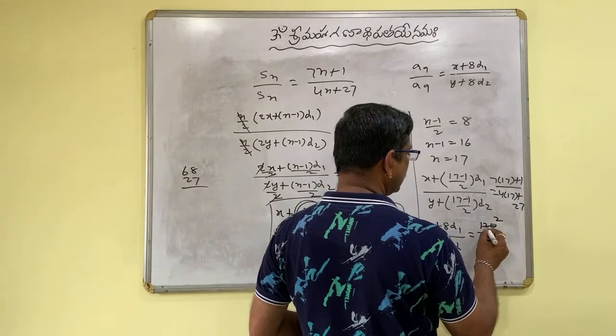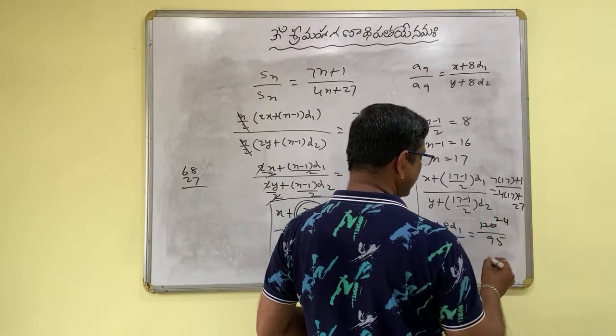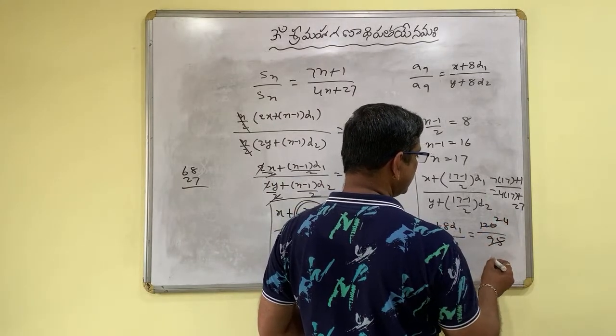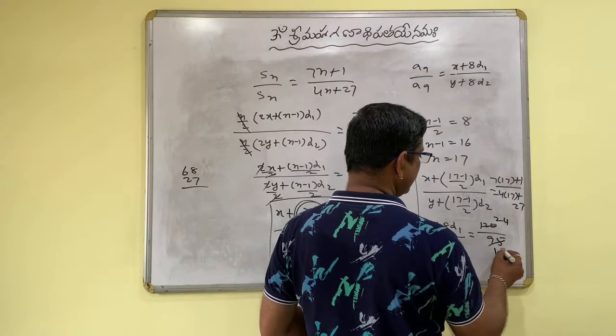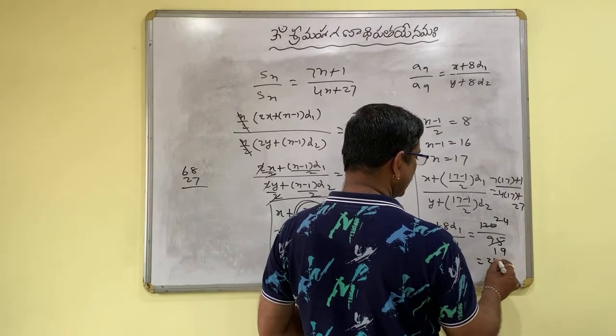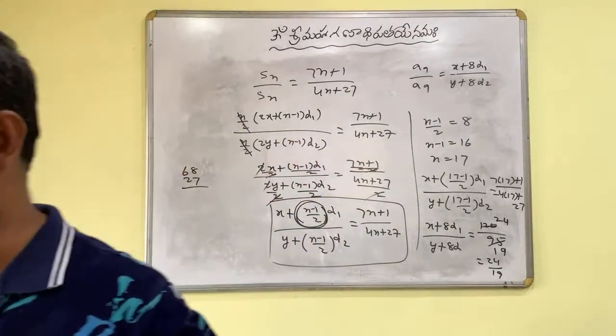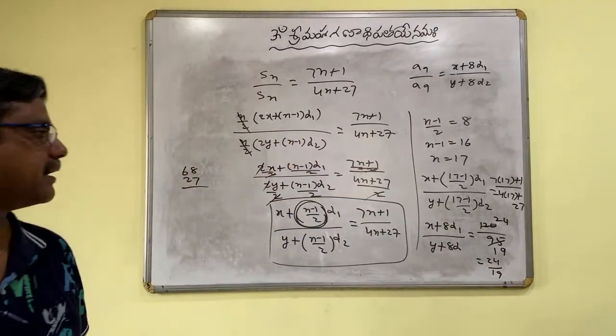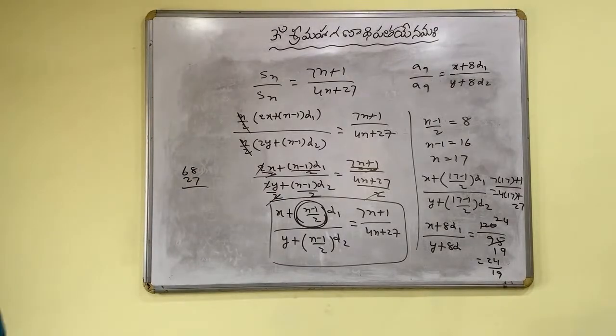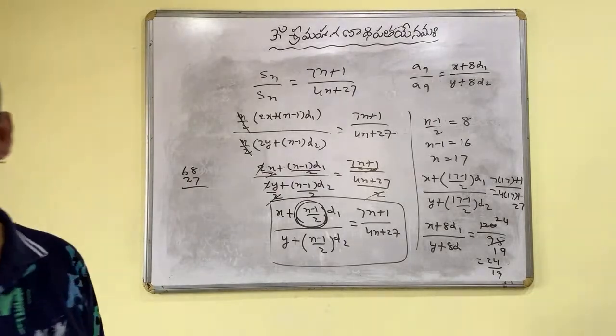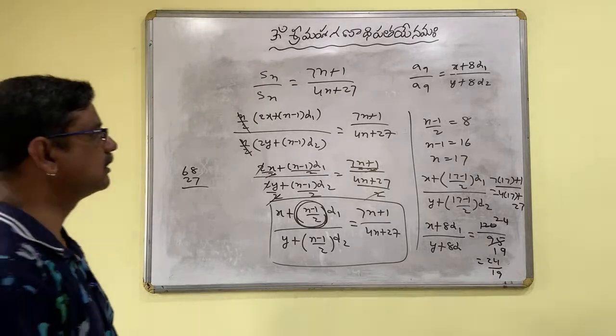5 2s are 10, 5 4s are 20, and this one 5 1s are 5, 5 9s are 45. So 24 by 19. So the ratio of 8th term to 9th term of AP is 24 by 19. This is what you have to understand.